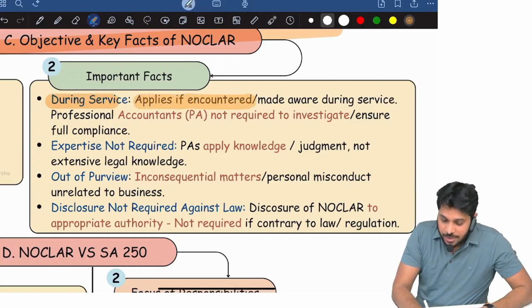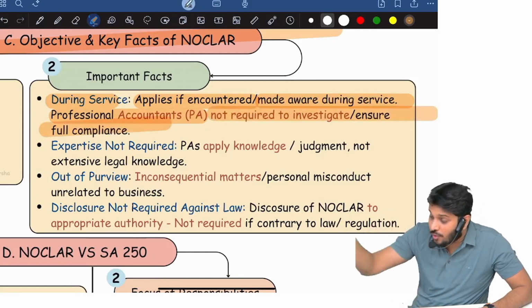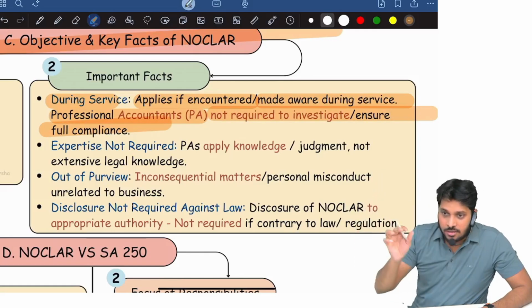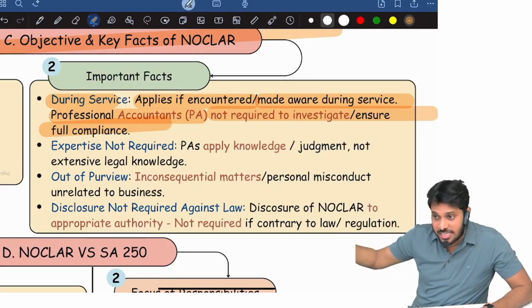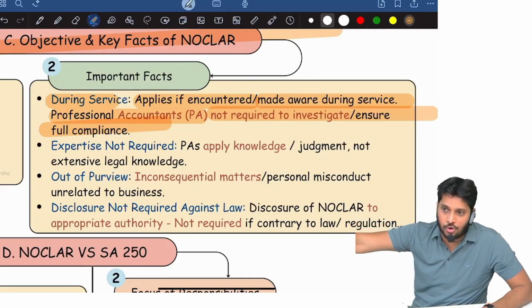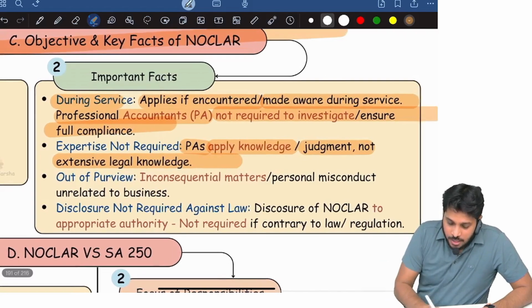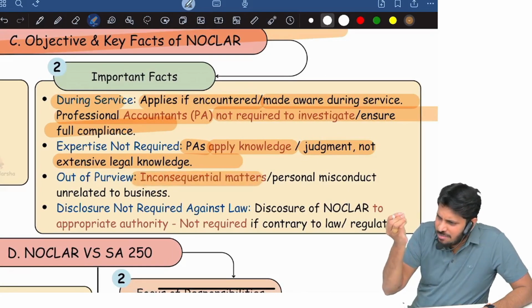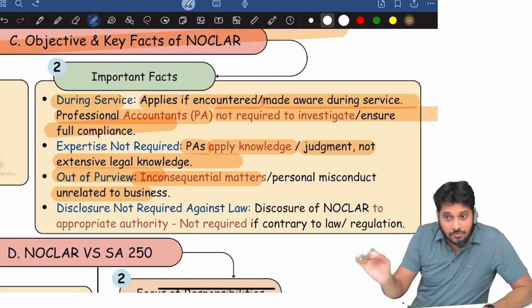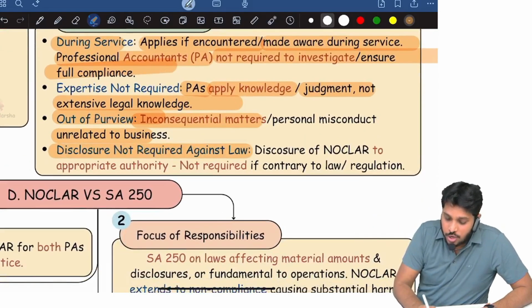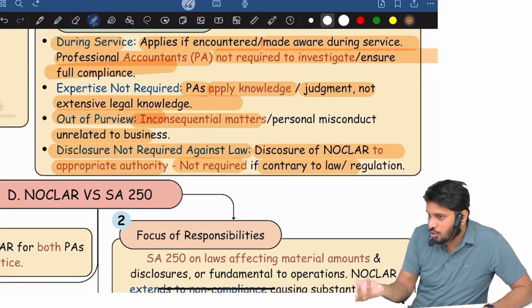If at all you identify or are aware of a non-compliance during the service, you don't have to investigate for full compliance. If you identify any non-compliance, report it. There is no requirement for you to do a full investigation. You don't have to sit and do a compliance audit altogether. The professional accountants apply knowledge and judgment, not extensive legal knowledge. Inconsequential matters, nothing but immaterial non-compliances, are outside the purview of NOCLAR. And disclosure not required, again is the law. If disclosure of NOCLAR to the appropriate authority is not required, then also there is no need to report.